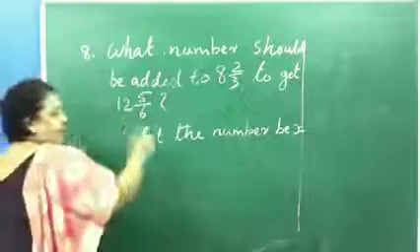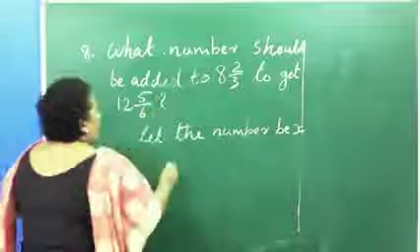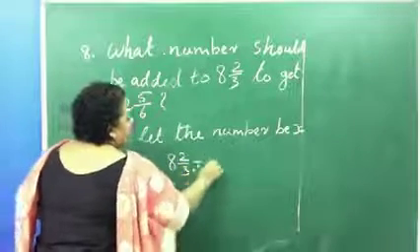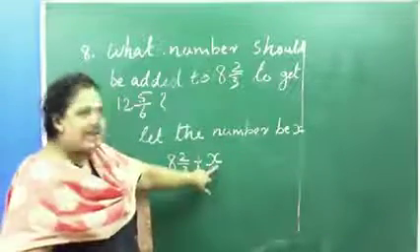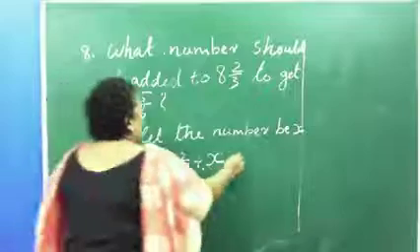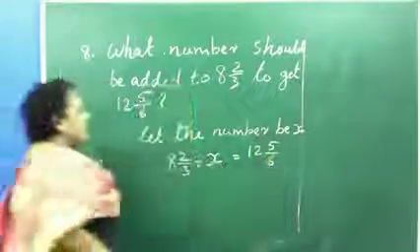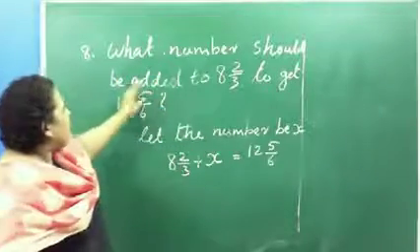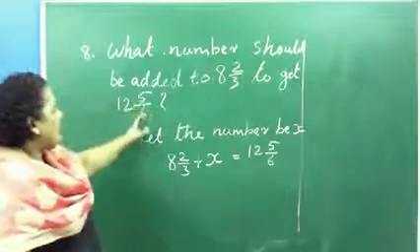So, I am going to write now the statement problem, I am changing it into the figure form. I am writing should be added. So, the number we have to add, I am writing it as x: 8 2 by 3 plus x is equal to 12 5 by 6. Just see this one and this question. What number should be added to 8 2 by 3 to get 12 5 by 6?